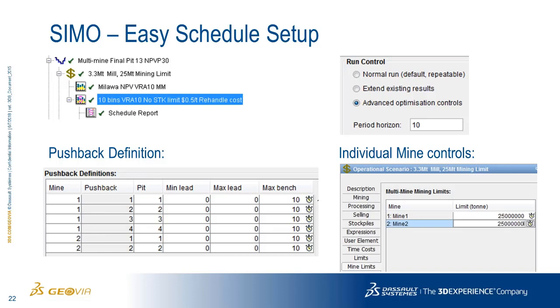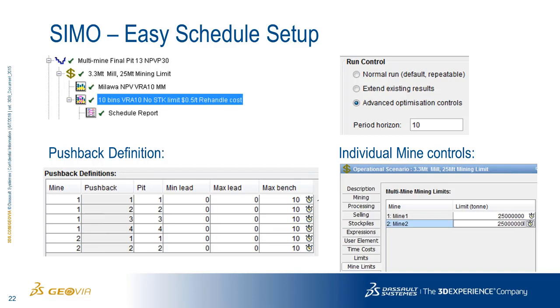You can see in the bottom left we have the pushback definition. In this case, this would be a multi-mine situation where I have mine 1, which has 4 pushbacks, and mine 2, which has only 2 pushbacks. And we're building a combined schedule that optimizes the contribution of both mines to the shared process.